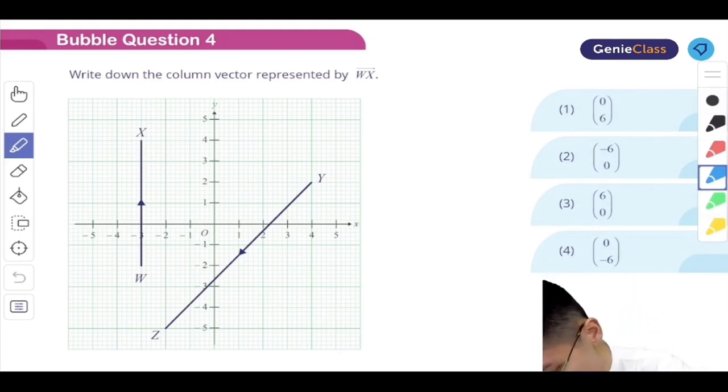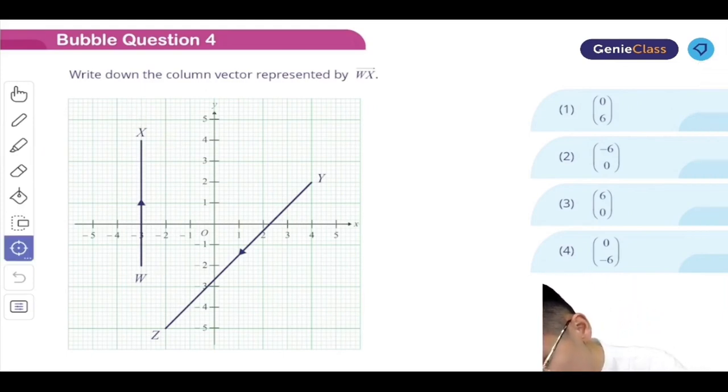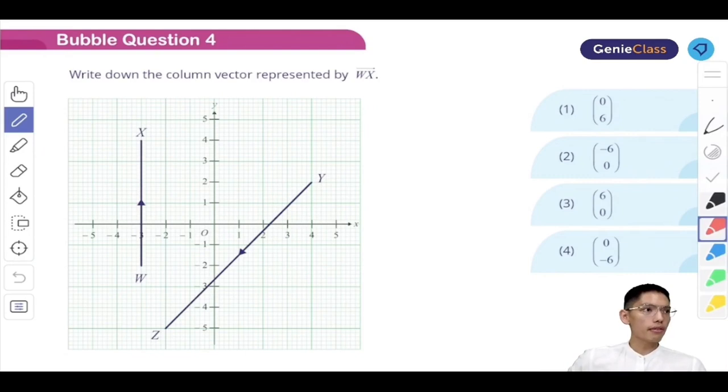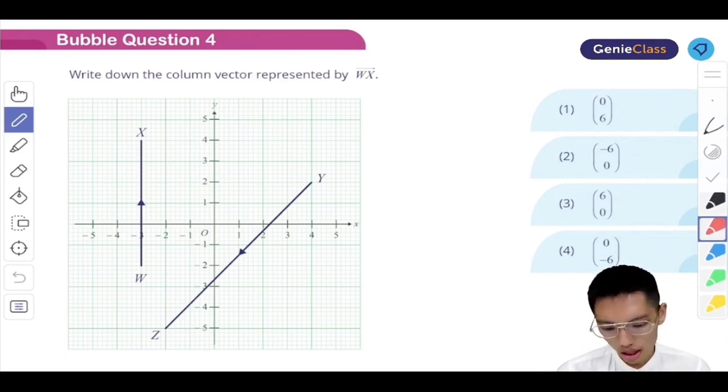WX. So in this case, this vector over here. Alright, so give it a response. What will I have? Alright, very good. That's good to see. So read it very carefully. Again, I'm moving up. So what does moving up mean? Okay, I'm moving up.